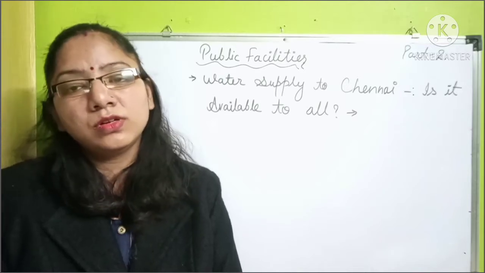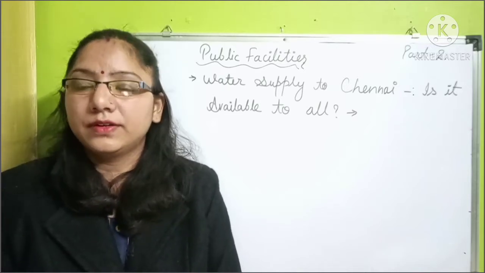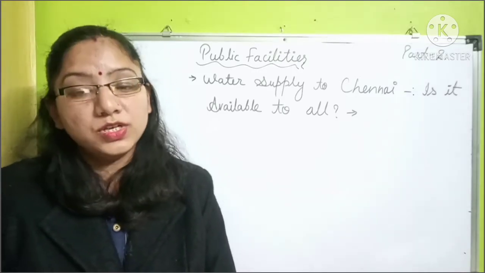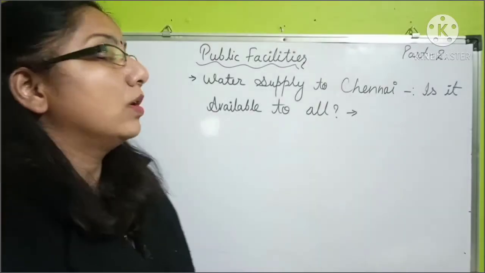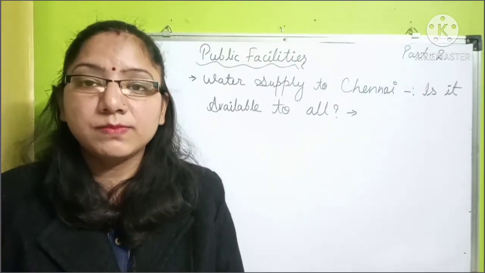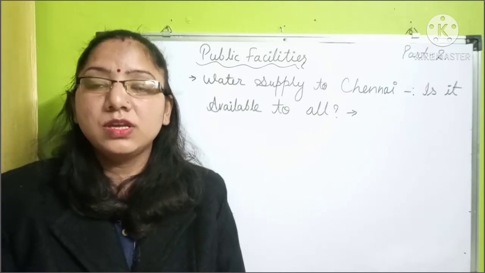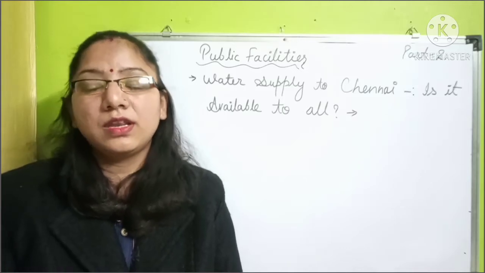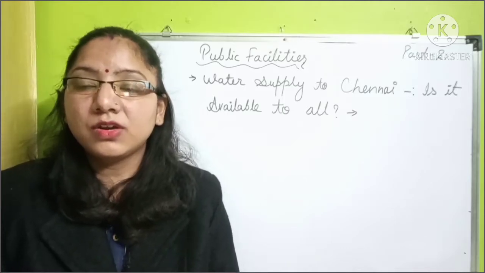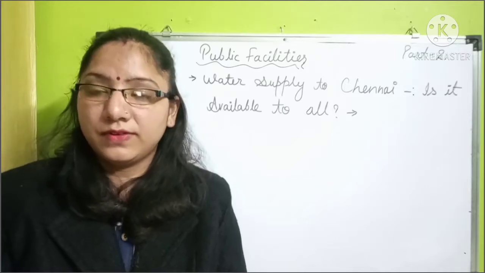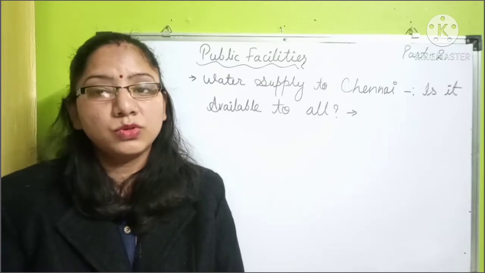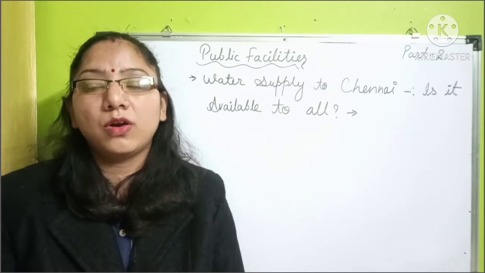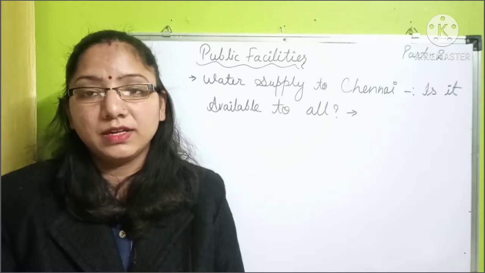So now let's look again at our next topic, that is the water supply to Chennai, and the question is whether water is available to all. As in the previous part, we have seen the story in which Amu and Kumar were discussing the different areas of Chennai, and the accessibility of water is different in the different areas. Once again we will go through it and see why water is not available in all areas and what the reasons behind that are.